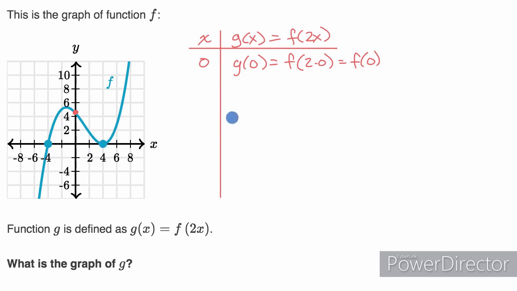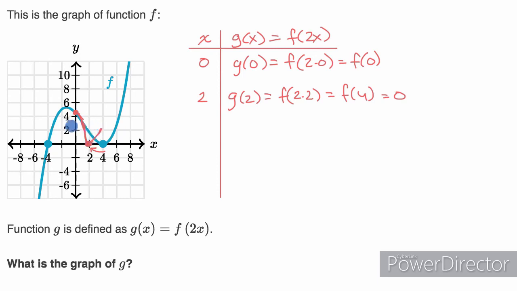So let's think about what's going to happen at x equals 2. So at x equals 2, g of 2 is going to be equal to f of 2 times 2, which is equal to f of 4. And we know what f of 4 is. F of 4 is equal to 0. So g of 2 is equal to f of 4, which is equal to 0. So notice the corresponding point has kind of gotten compressed or squeezed in the horizontal direction. And so what you see happening, at least on this side of the graph, is everything's happening a little bit faster. Whatever was happening at a certain x is now happening at half of that x.